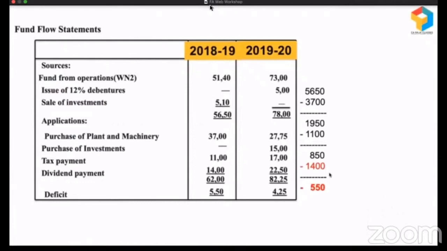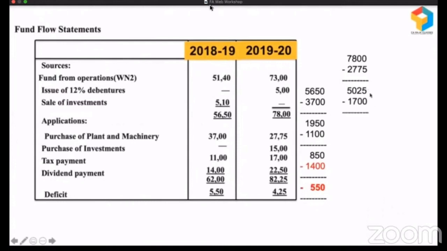Let's see what happened in 2019-20. In 2019-20, their funds from operations have improved significantly. They've also raised money by issuing debentures. So it is 7,800. And from that, they are purchasing plant and machinery. Okay, they have a lot of money, let them. It means after purchasing plant and machinery, they have a surplus of 5,025, and they want to pay taxes. Okay, good, let them pay.